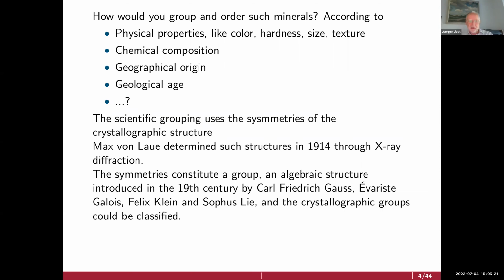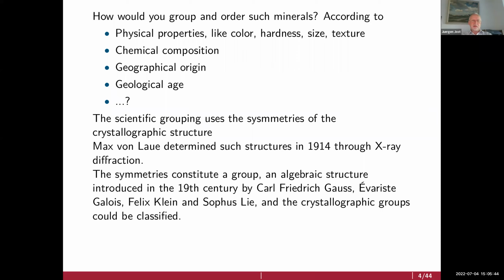Now, the scientific grouping, if you're a scientist, uses none of the above. It uses the symmetries of the crystallographic structure, because they're typically crystals. And it was an important discovery in 1914 when the physicist Max von Laue determined such structures through X-ray diffraction. And he was in fact awarded the Nobel Prize for that achievement.